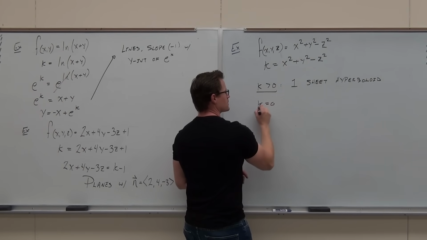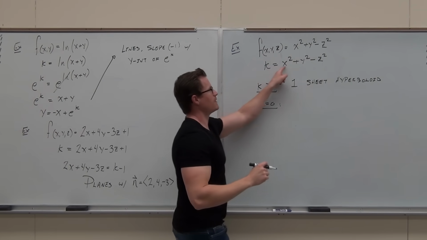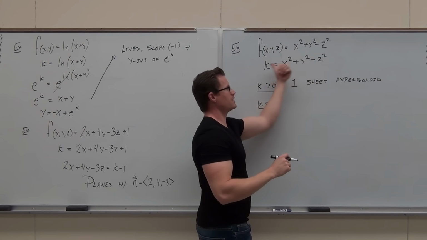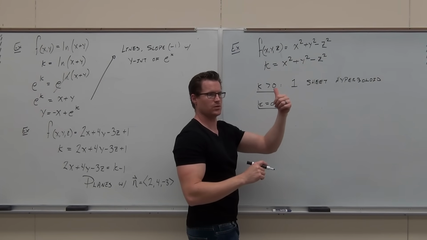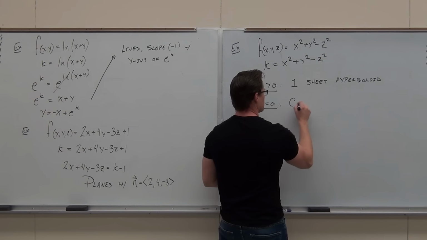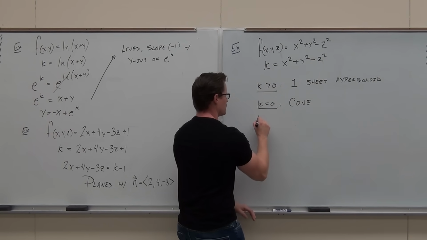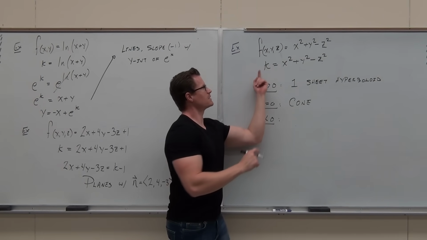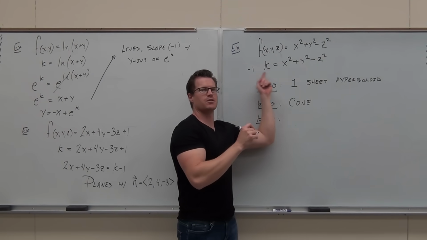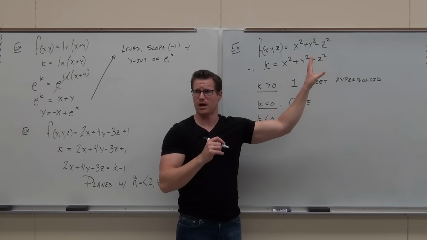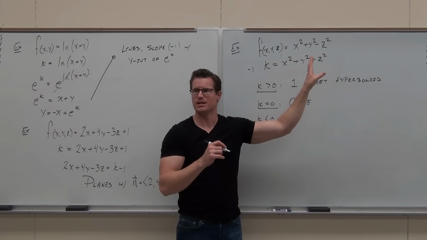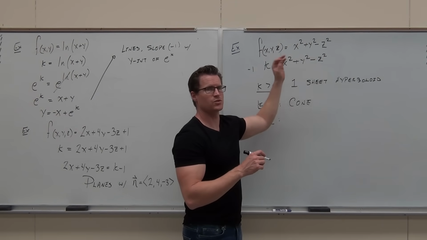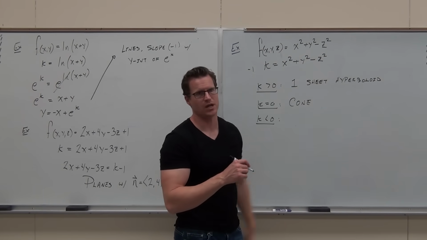If k equals 0, we have all squares, 1 negative, equals 0. No constant means cone. No constant, cone. K is less than 0. If this is like negative 1, you'd have to divide everything by a negative. It would switch all of your signs. Do you guys see it? And then we'd get 2 negatives, 1 positive. We'd have a 2 sheet hyperboloid.